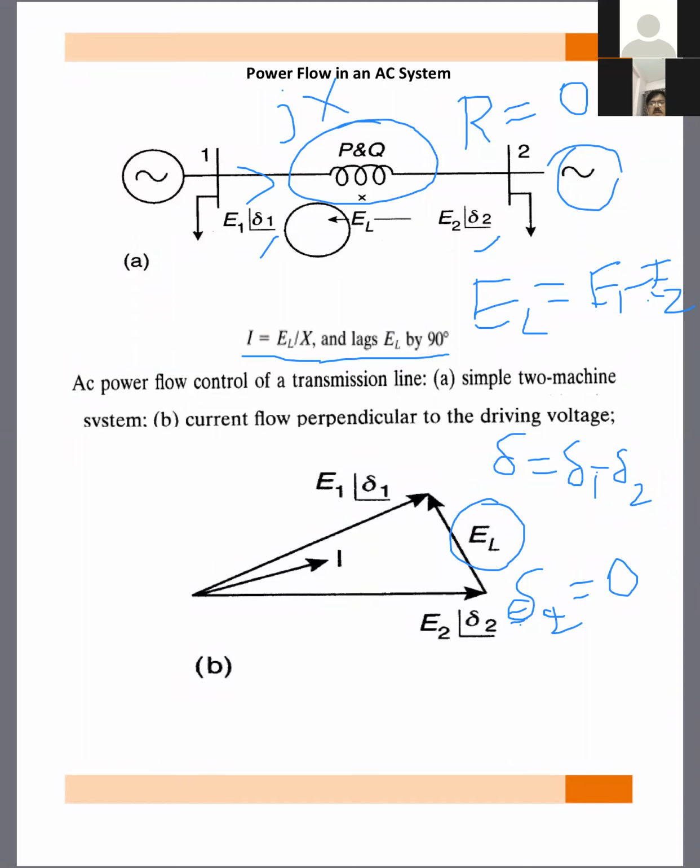So the difference is marked here. Then the current, whatever we discussed here, is perpendicular to this EL. I is perpendicular to EL. Okay, so this is the simple phasor diagram representing this simple two machine theory, or a single machine connected to the infinite bus bar.